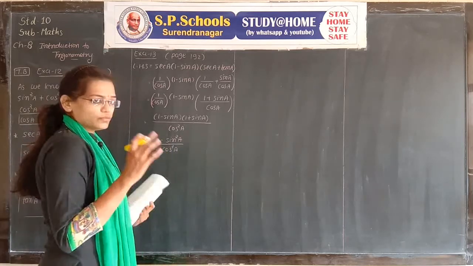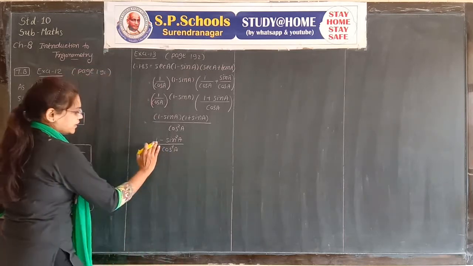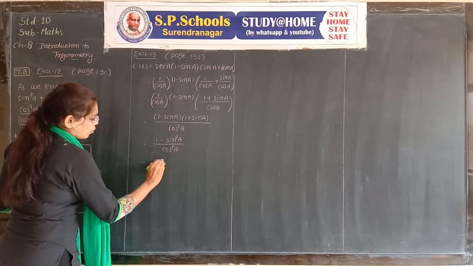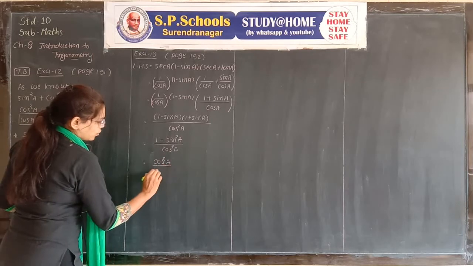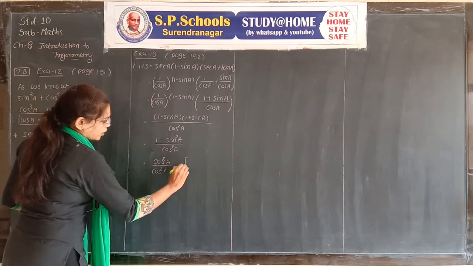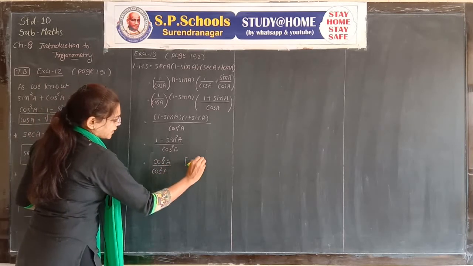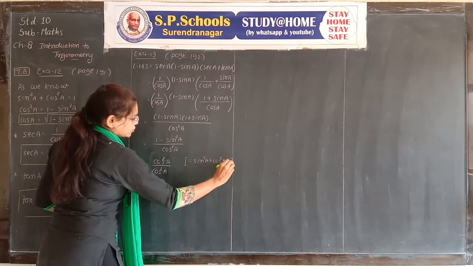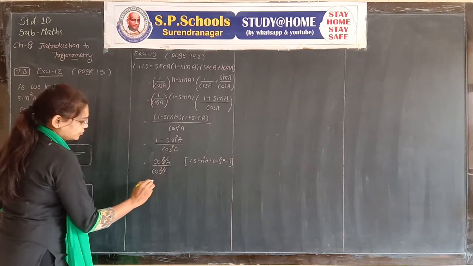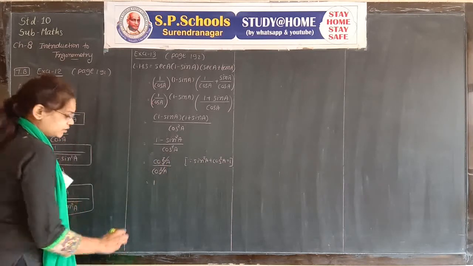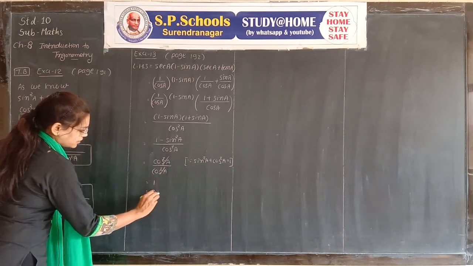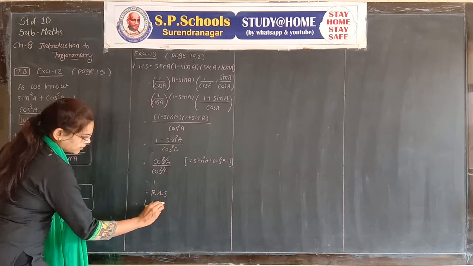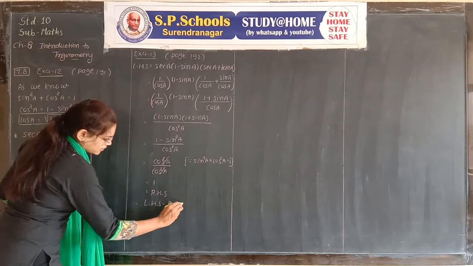We need to find the right hand side as 1, so here applying the identity, 1 minus sin square A is equal to cos square A upon cos square A, because sin square A plus cos square A is equal to 1. Numerator and denominator are both equal and we get 1, but 1 is our right hand side. Therefore, left hand side is equal to right hand side.